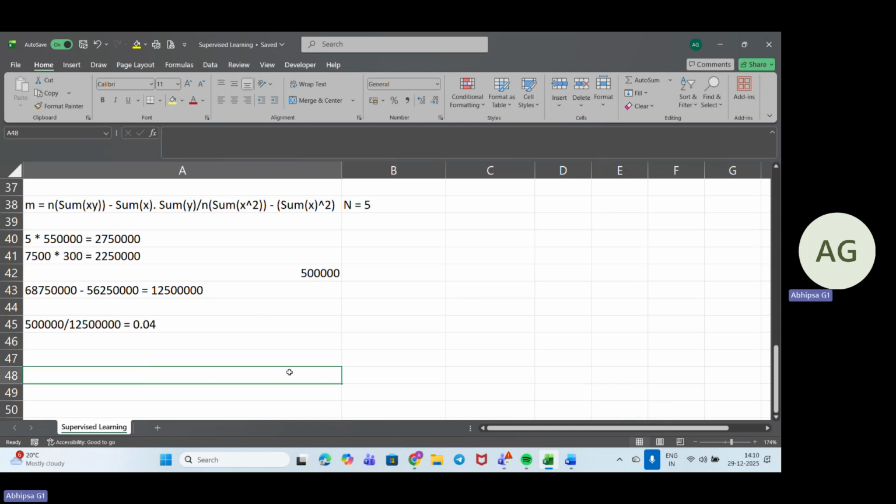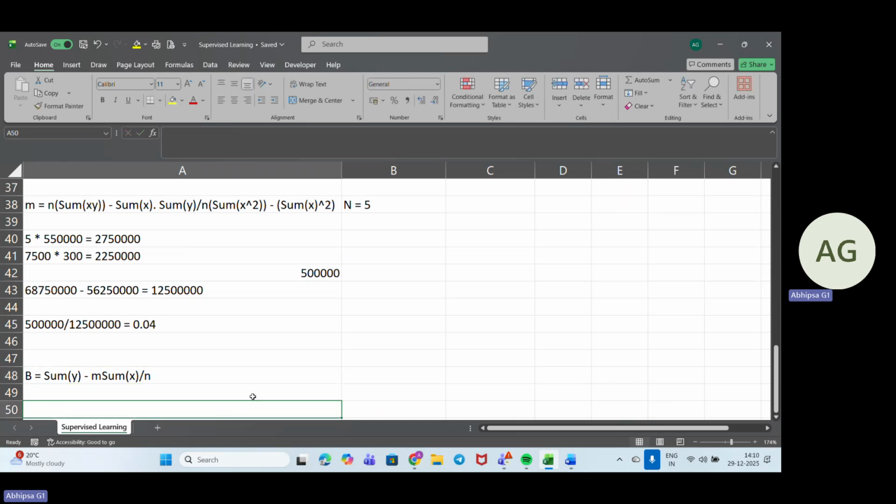Now how I need to calculate B. So for calculating B, basically I need to do summation of y minus M times summation of x, and this is in the numerator and divided by n that we need to do.